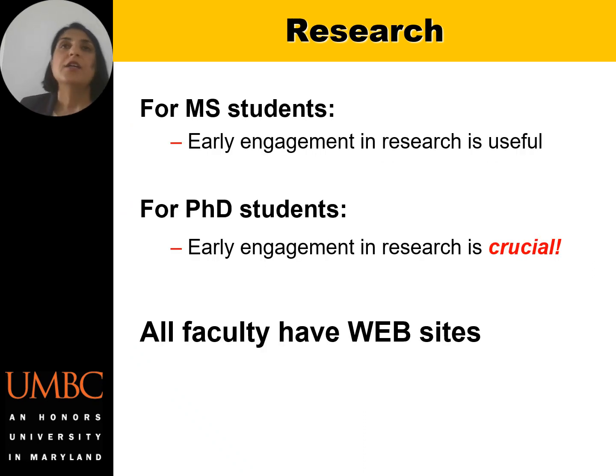Okay. Regarding the research, as said, master students can also do the research option, but PhD students for sure need to do the research. For master students, early engagement in the research is useful. For PhD, it's really crucial to engage in the research early. And you can find the research that the faculty at UMBC are performing on their websites.